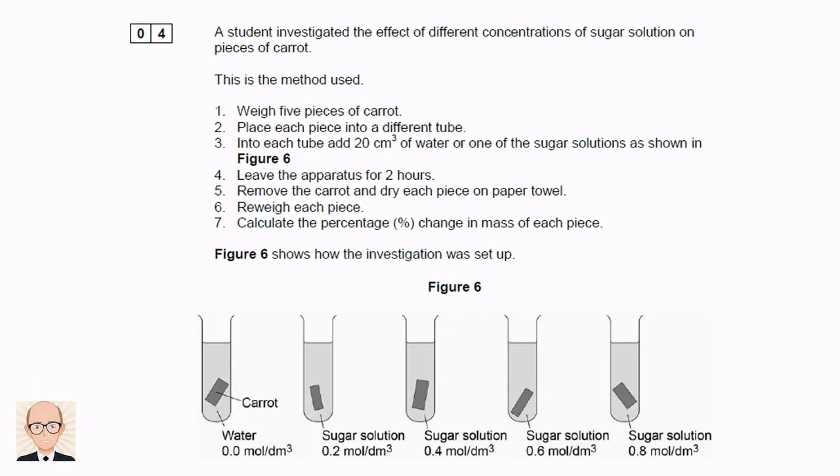The question starts by introducing a practical to investigate the effect of different concentrations of sugar solution on pieces of carrot. The method is described in bullet point form, starting with weighing 5 pieces of carrot and placing them into different test tubes. Various solutions are added to the tubes, ranging from just water to 0.8 moles per decimeter cubed sugar solutions. The tubes are then left for 2 hours before the carrots are removed, dried and reweighed. The percentage change in mass of each carrot piece is calculated, and the diagram shows this information visually.